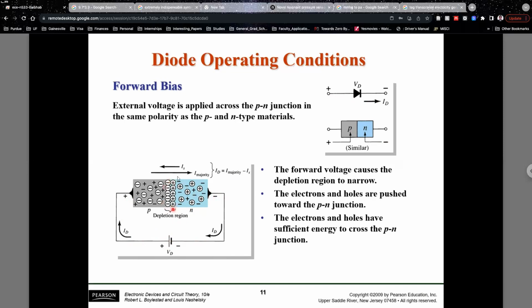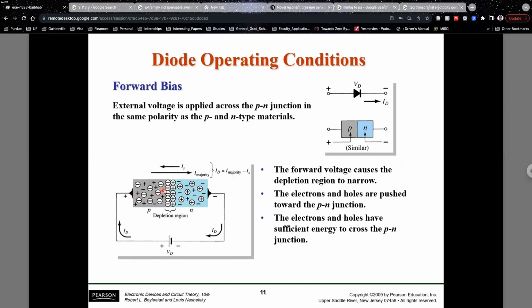Now remember, what this depletion region was trying to do was push away electrons on the right-hand side and holes on the left-hand side. But now, because you have connected the positive terminal of the battery to the P and the negative terminal to the N, the battery also tries to repel the holes on the left and the electrons on the right. So even though the depletion region is trying to push away the electrons towards the right, the battery is preventing it. Even though the depletion region is trying to push away the holes towards the left, again, the battery is preventing it.